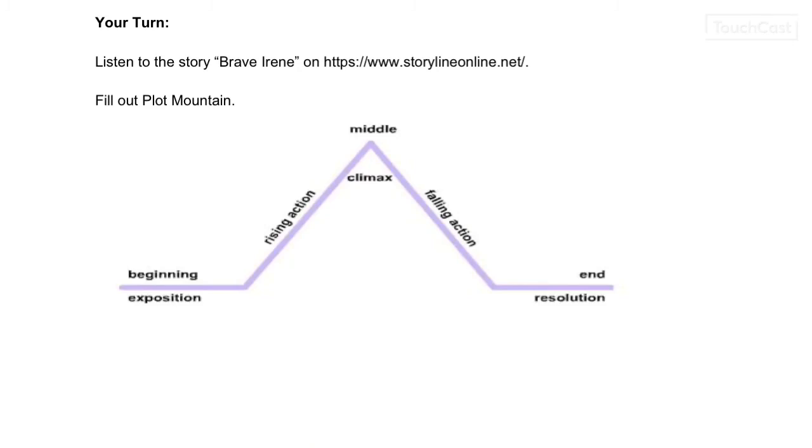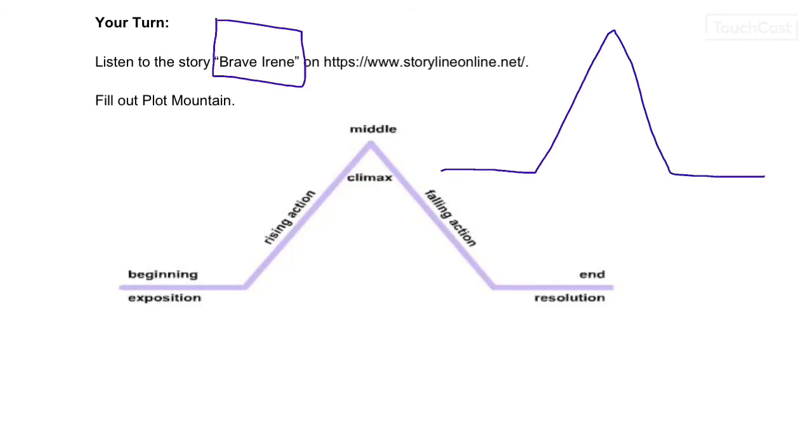So your assignment is going to be to listen to the story Brave Irene, and this is on StorylineOnline.net, and you're going to fill out Plot Mountain. So what I would do on your paper, you don't have to write all of these things, but I would definitely draw the start of your mountain and the end of your mountain. So if you draw something like this, you can always refer back. I would put B, beginning, RA, rising action, C, climax, falling action, and the resolution to help you. But you're just going to write short little snippets about what's happening. You do not have to write complete sentences. You can do phrases.